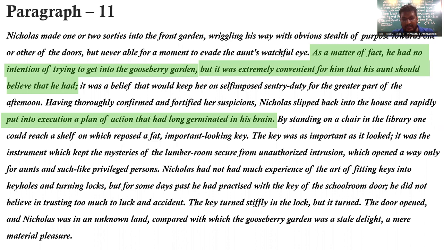Nicholas had not had much experience of the art of fitting keys into keyholes and turning locks. He never had that kind of experience because he is a child. But for some days past, he had practiced with the key of the school room door. In order to enter the gooseberry garden, he practiced, he planned, he had the executed plan, he had another plan to escape. So can you understand what kind of person he is?